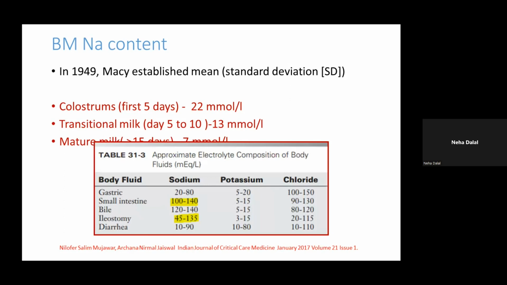Apart from breast milk, in other body fluids, diarrhea fluid usually contains lower sodium values ranging from 10 to 90. The average value is around 52 to 54 milliequivalents per liter. But small intestine and ileostomy fluids contain higher sodium levels. So for babies with an ileostomy or drains, replacement of the losses is exceptionally important, as they may lose varied amounts of sodium from their drains.